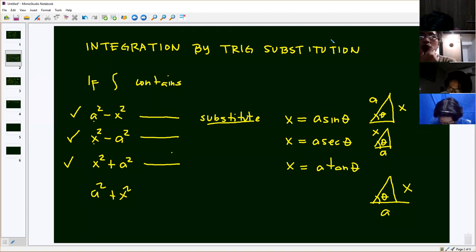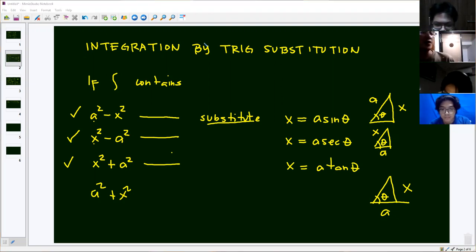Why is it over 4? Kurt. Why is it over 4? Ganun din si... baliktad naman yung kay Ninyo. Okay. Siguro nalilito kayo sa triangle sa pag-setup, pagbalik sa trigo, no?